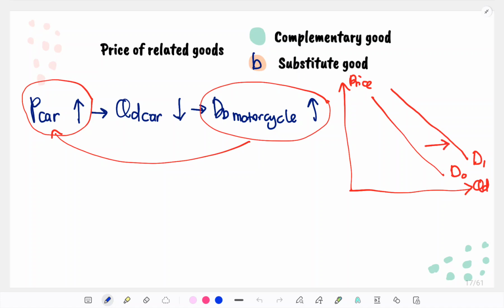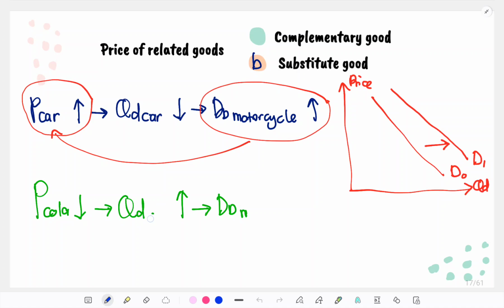The second example we can use is between Coca-Cola and Pepsi. When the price of Coca-Cola decreases, people will tend to buy more Coca-Cola. So it suits our law of demand: when price decreases, quantity demanded increases. Since most people buy car, it will give a direct impact to the motorcycles.